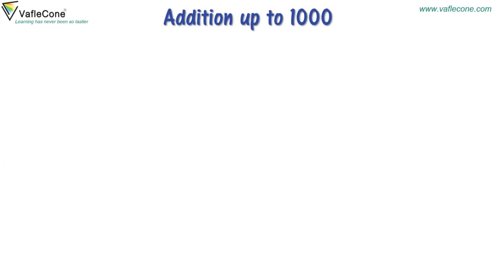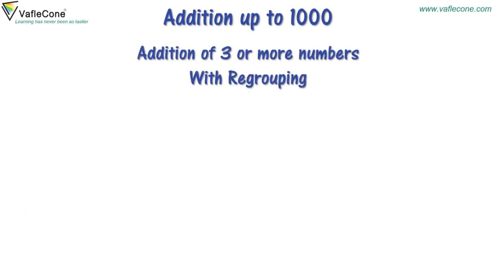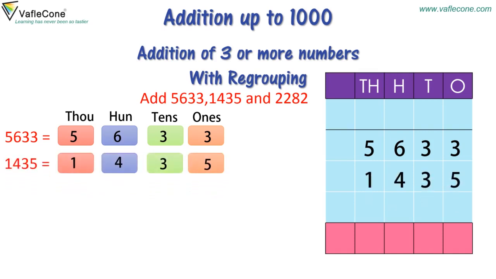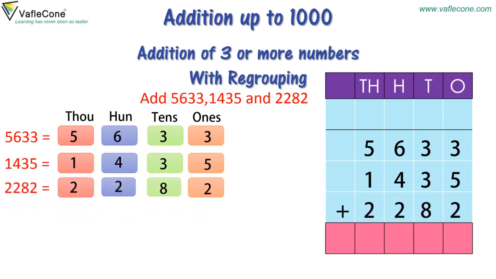Addition up to 10,000. Addition of 3 or more numbers with regrouping. Add 5,633 and 1,435 and 2,282. Arranging addends as per the place value and starting to add from the ones place: 3 plus 5 plus 2 is equal to 10. And 10 is 1 ten and 0 ones.